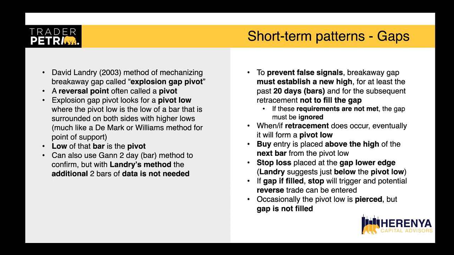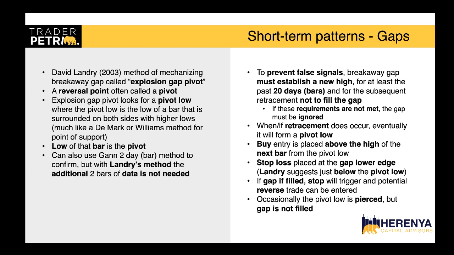So if you trade the gap, you get an entry, and unfortunately it turns around and stops you out, you might have to then reverse the trade, because that could be the high probability trade. So Landry suggests that you could put your stop just below the pivot low. Other people would suggest that you put your stop at the lower edge of the gap. You will have to mess around with this and see what works best for you.